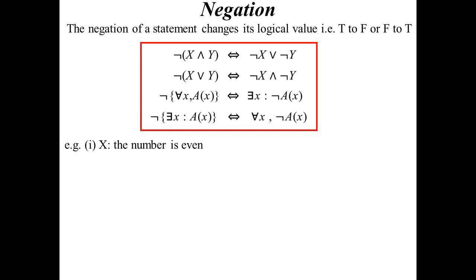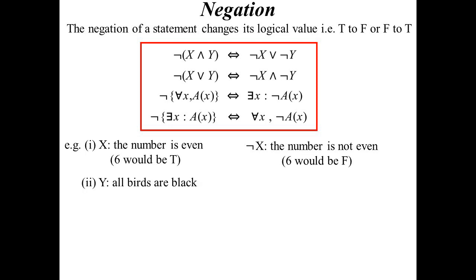X, my statement simply is: the number is even. So 6 would be true. That is an even number. The negation of X would be: the number is not even. Notice it's not "the number is odd," because of course you can have fractions, you can have negative decimals, you can have all sorts of things. So the negation is not that it's odd. It's simply that it's not even. 6 would now be false. So the negation changed the value of it.